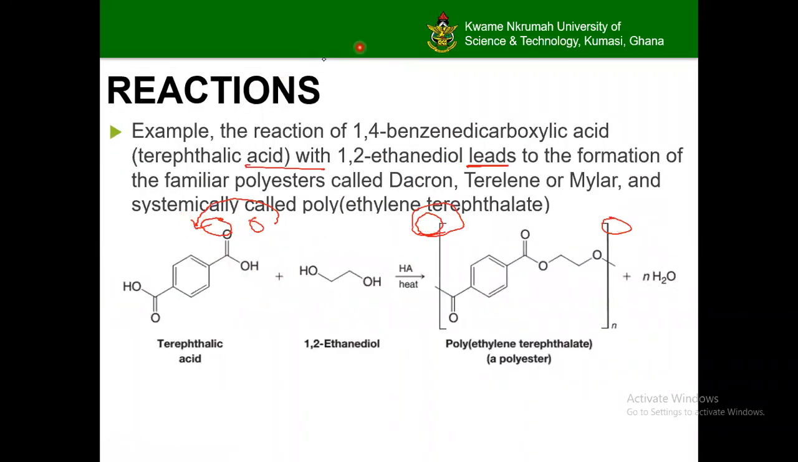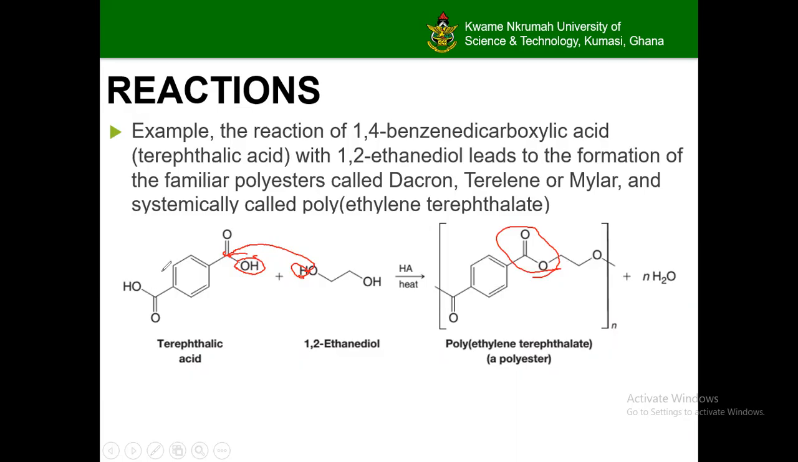Good. Now, example. So we have a reaction between terephthalic acid and ethane diol, right? Good. Now, what is happening here? This OH is being removed. This H is being removed. So there's coordination between this oxygen and this carbon here. That is what has been shown here. That is the ester functional group that has been shown here.